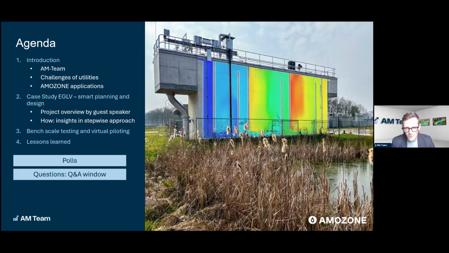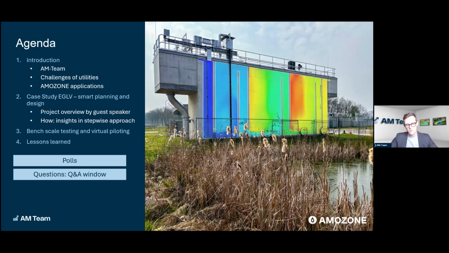We will be starting with a small intro on our company and the challenges many utilities face when it comes to advanced treatment. And then we will see the overview of AMOZONE applications. AMOZONE is the digital modeling solution our company has been developing and has been applying at many sites worldwide. Then, of course, the most exciting part of this webinar comes: a case study with the German utility EGLV. They will be explaining how they tackled the project at their biggest facility in Germany. It's a plant of over 1 million population equivalent.